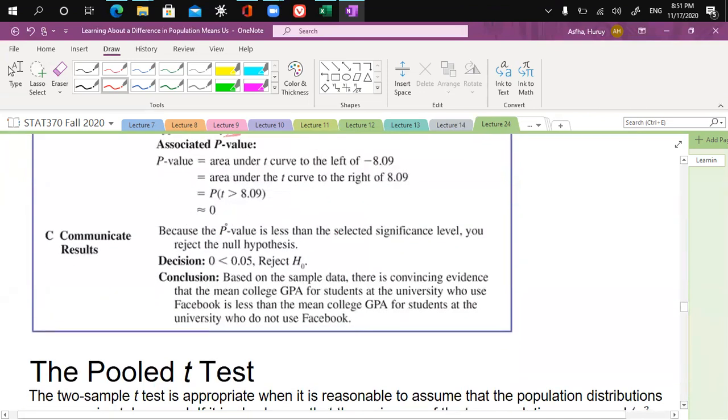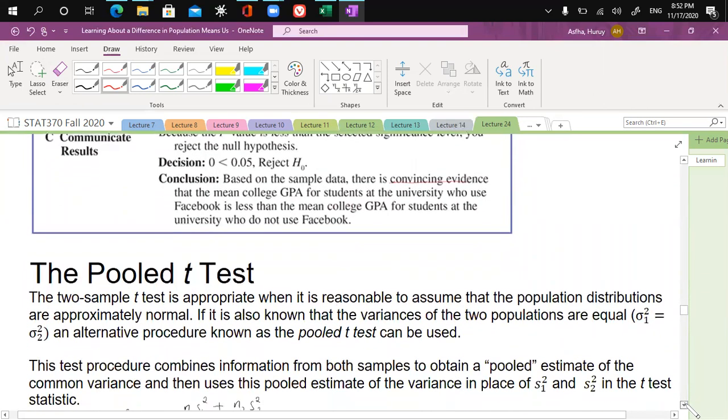Here we have it. And because the p-value is less than the selected significance level, you reject the null hypothesis. So we reject the null hypothesis, and this is the decision. And the conclusion is, based on the sample data, there is convincing evidence that the mean college GPA for students at university who use Facebook is less than the mean college GPA for students at university who do not use Facebook. So this is based on this data. This would be your conclusion. All right.